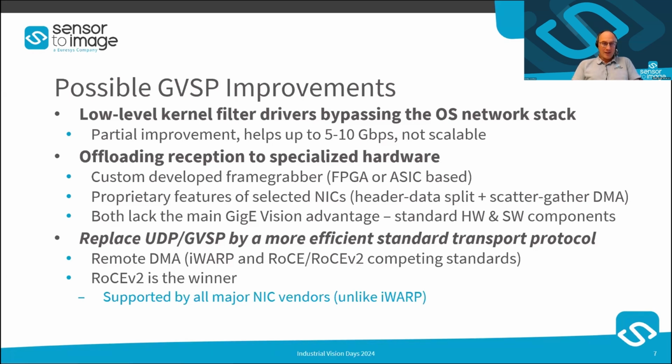So the final option would be to replace the UDP-based GVSP protocol by a more efficient standard transport protocol. And for almost 10 years, the technical committee discussed that and evaluated remote DMA approaches. And here we had and have two competing standards, iWARP and RoCE or RoCE v2. Meanwhile, we can say that RoCE v2 is the winner, and this is supported by all major NIC vendors for a little bit higher class NICs, unlike iWARP.